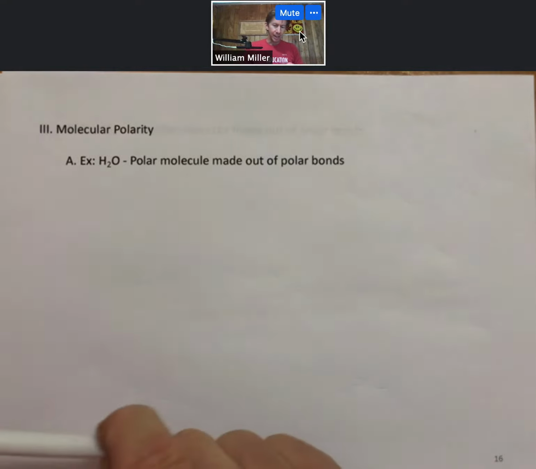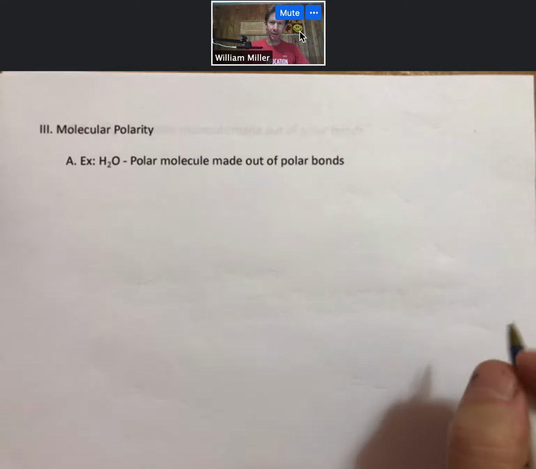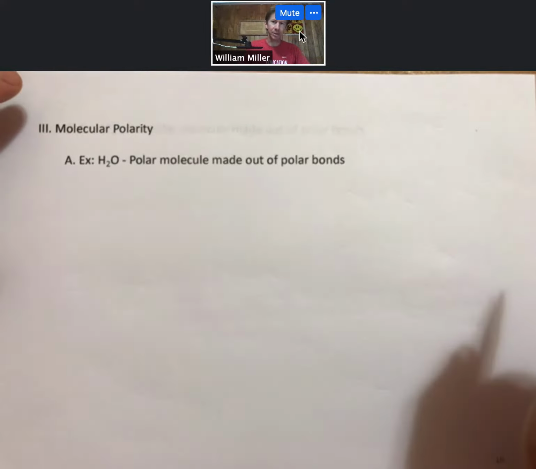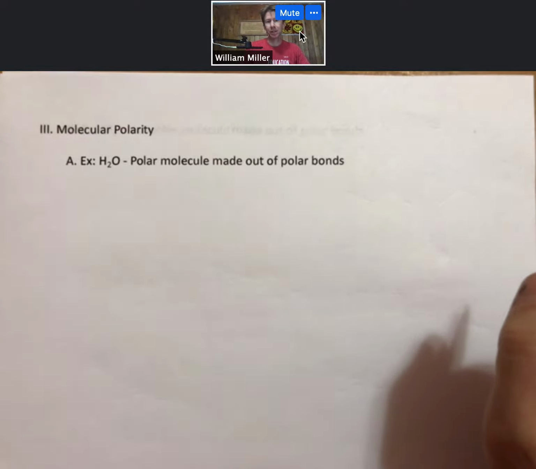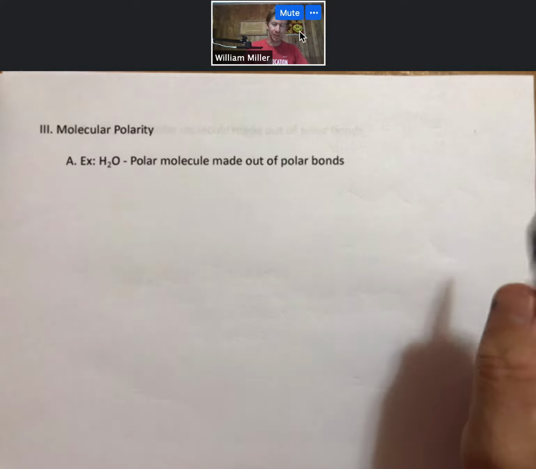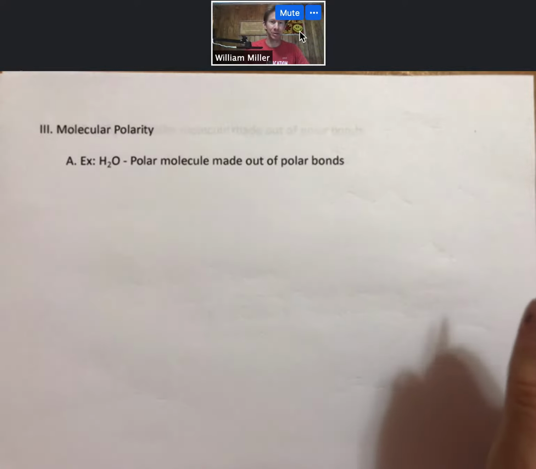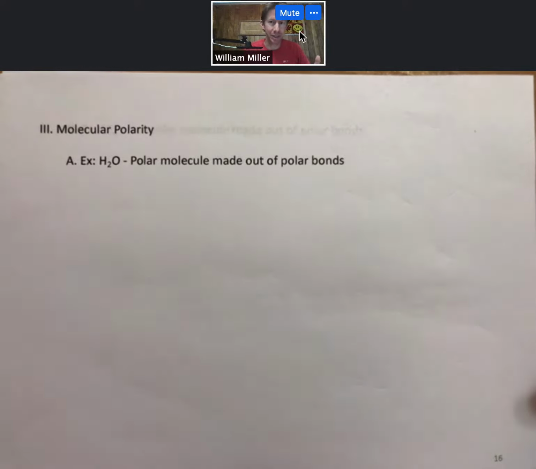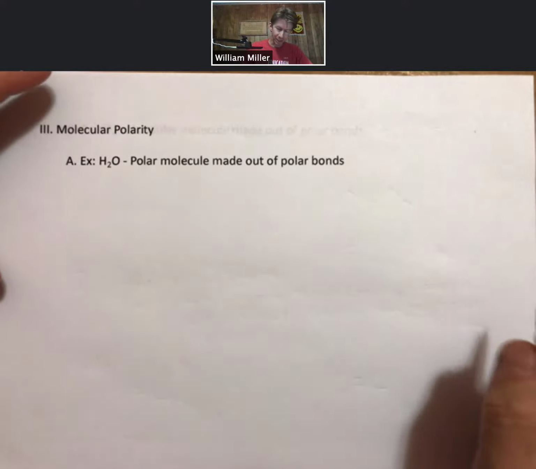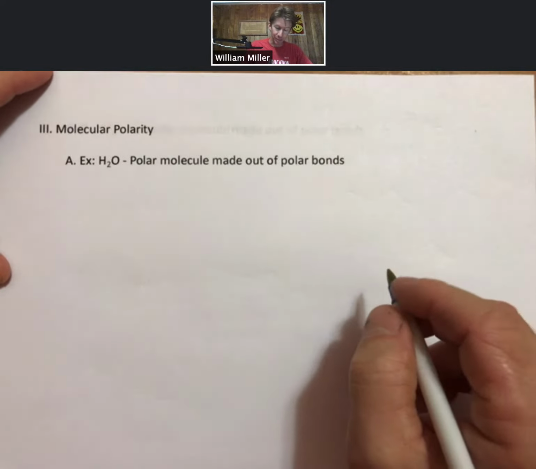So now, though, let's start to use all that we've learned. We're going to use it for something called molecular polarity. And the most important molecule that we have to know about for molecular polarity is H2O. It is a polar molecule made out of polar bonds. We will prove it. However, we will also need you to memorize it, and we will talk about it a lot. Many people at least come into this course knowing that water is a polar molecule because that is such an important fact. So it's a polar molecule made out of polar bonds.